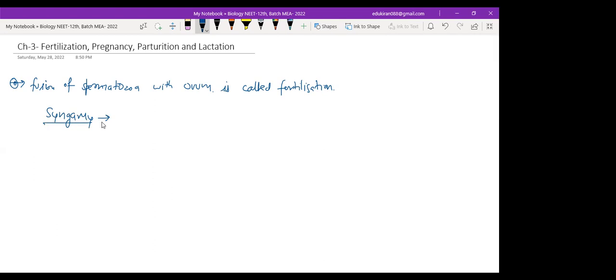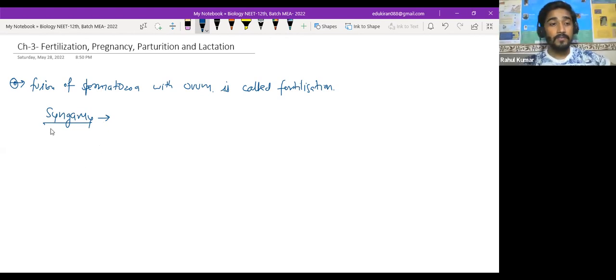What is syngamy? Yeah, it's the same as fertilization. It's the second term for fertilization. Yes, but then what is the difference? Why are there two terms? If there are two terms anywhere, either they are interchangeable or not. Can I use syngamy for fertilization everywhere?